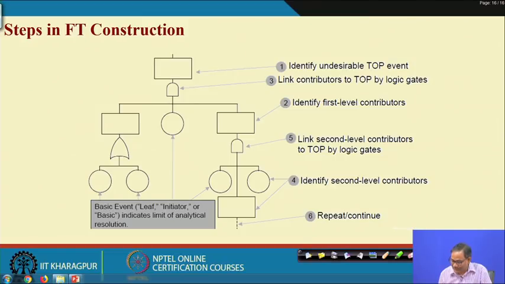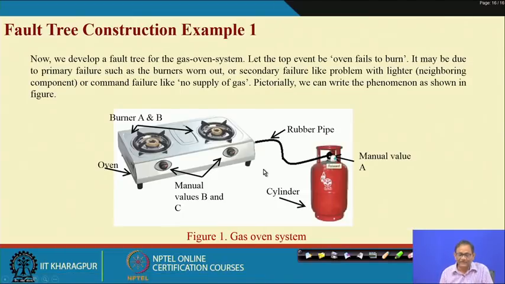I will quickly show you one example, and then we will finish this lecture. This is what everybody knows, the kitchen gas oven. Suppose we want to develop a fault tree. What is our top event? The top event is that the oven fails to burn. It may be due to a primary failure, such as the burner being problematic, a secondary failure, such as the lighter or neighboring combustor not working, or a common failure like no supply of gas.